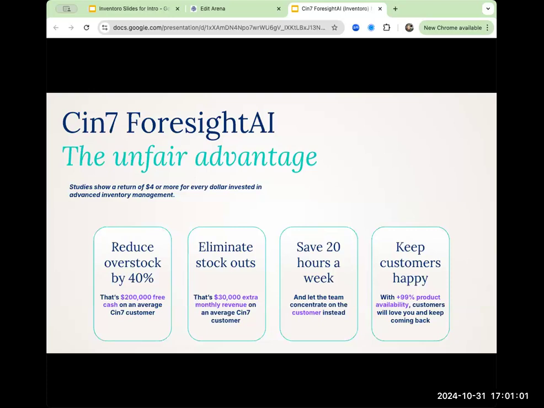And it looks like we don't have any questions. Let's see, do we have any questions? One question. Can you explain more about production jobs in Foresight AI?